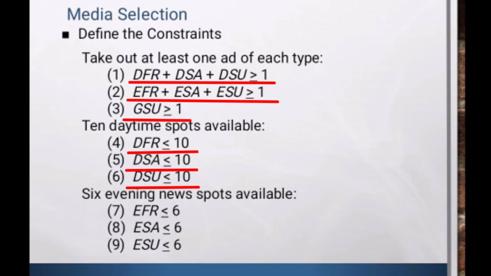The same goes for the 6 evening news spots available daily. So we have here evening ads on Friday is less than or equal to 6, evening ads on Saturday is less than or equal to 6, and evening ads on Sunday is less than or equal to 6. So why did we use less than or equal to? It's because what is indicated there is that there are 10 daytime spots and 6 evening news spots available daily. It does not say at least or anything like that. It is a maximum, so it should be less than or equal to 10 and 6.